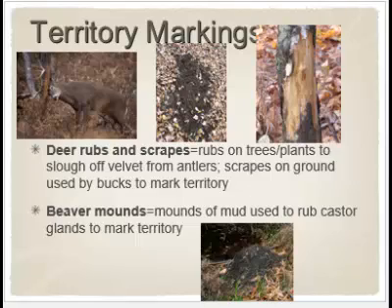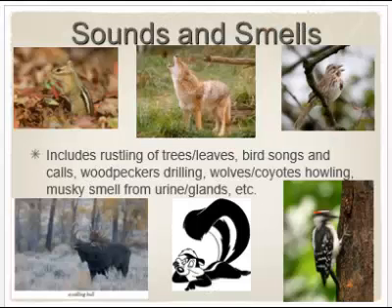Another territorial marking occurs with the beavers. The beavers will create mounds of mud typically and rub one of their glands, it's called a castor gland, on that mound to mark their territory as well. So other beaver or other animals in the area know that it has already been marked by that individual.